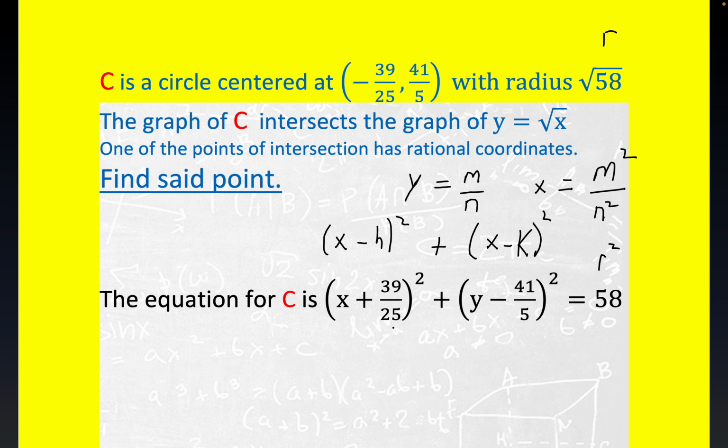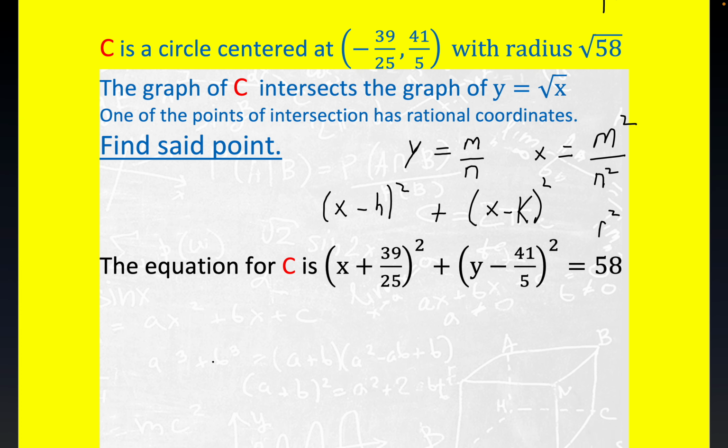Okay, so this is the formula for the circle, and we know it has a rational coordinate. It has to be in this form, m over n, and then m squared over n squared, based on the fact it intersects with the square root graph. Now, one thing to notice is that there are two possibilities here. You can either have 3 squared plus 7 squared, which equals 58, or you can have it in the other order, 7 squared plus 3 squared.